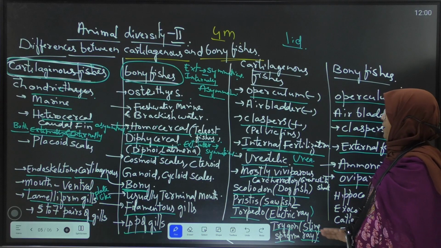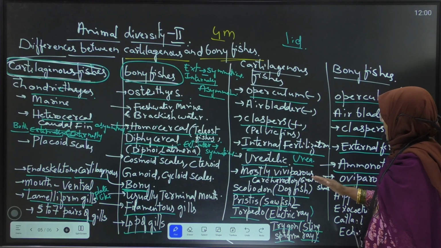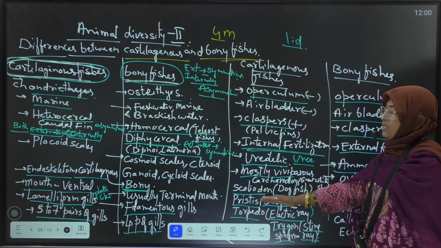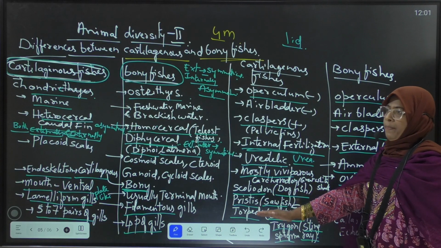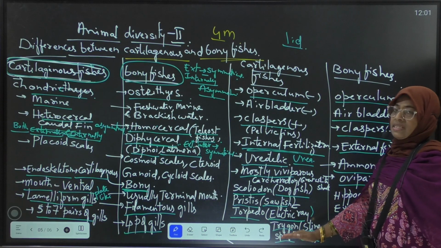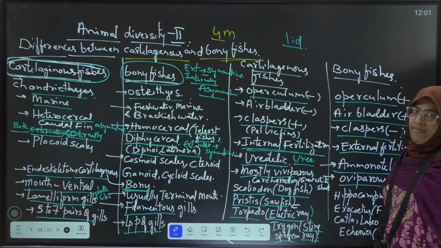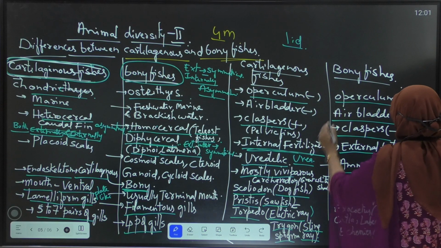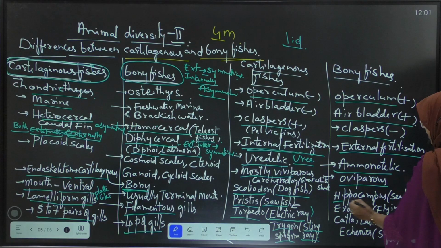Once again, I will repeat. Carcharodon, great white shark. Scoliodon, dogfish. Pristis, sawfish. Torpedo, electric ray. Trigon, stingray. Sphyrna is hammer-headed fish. Next, bony fishes example, hippocampus.